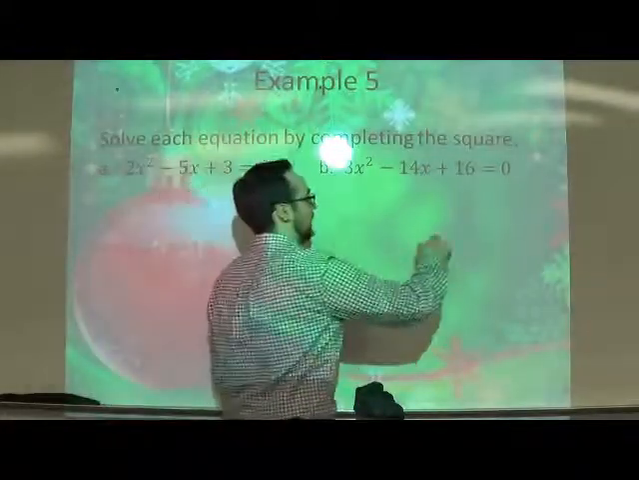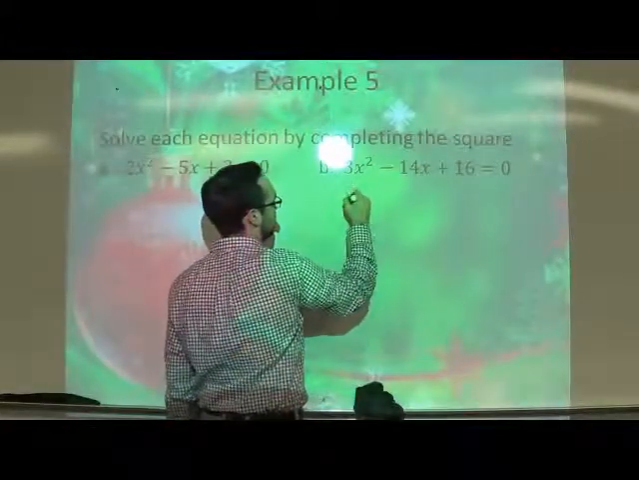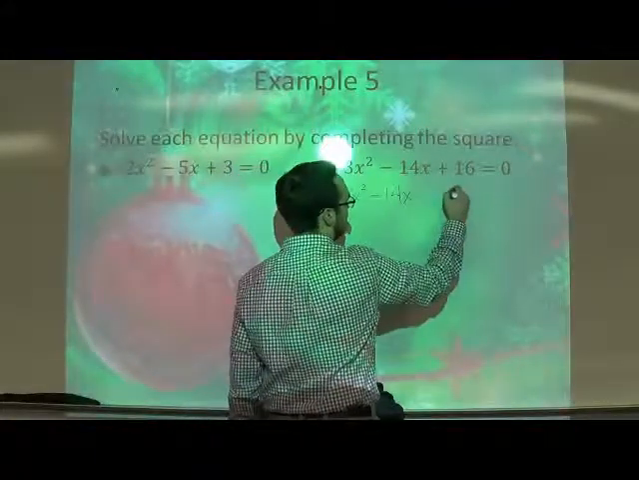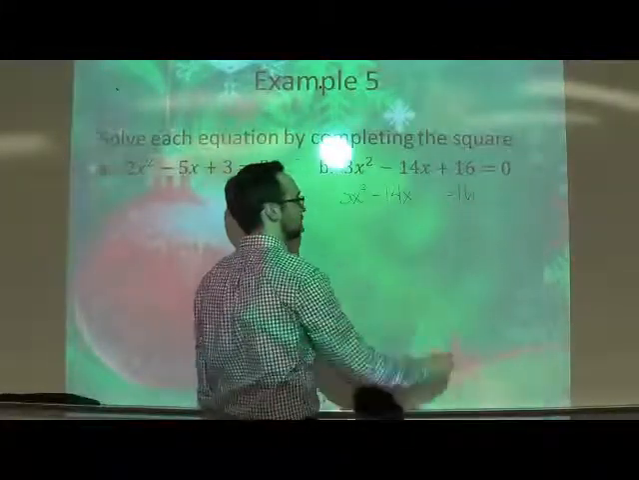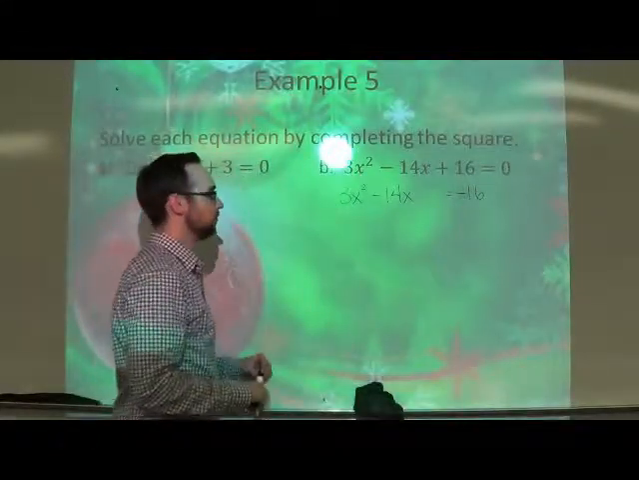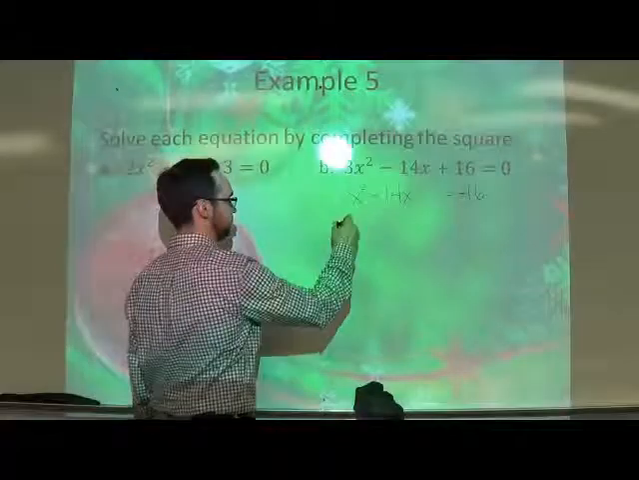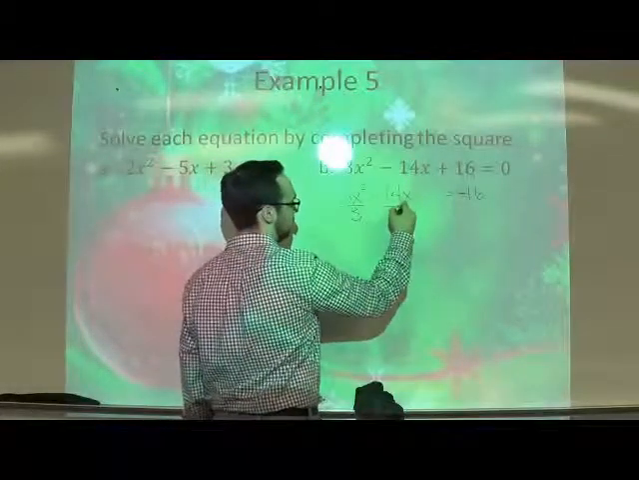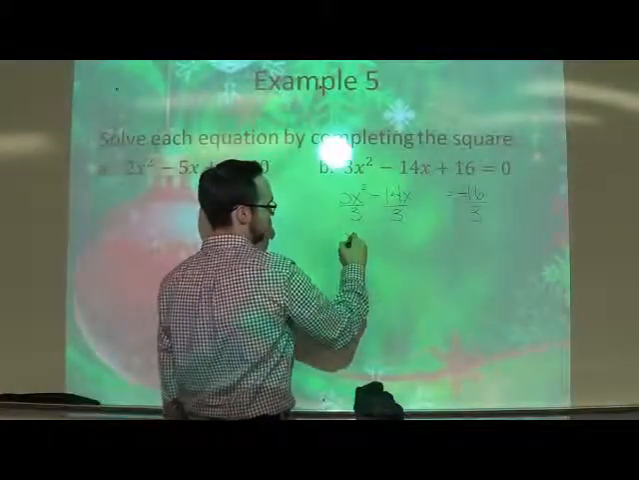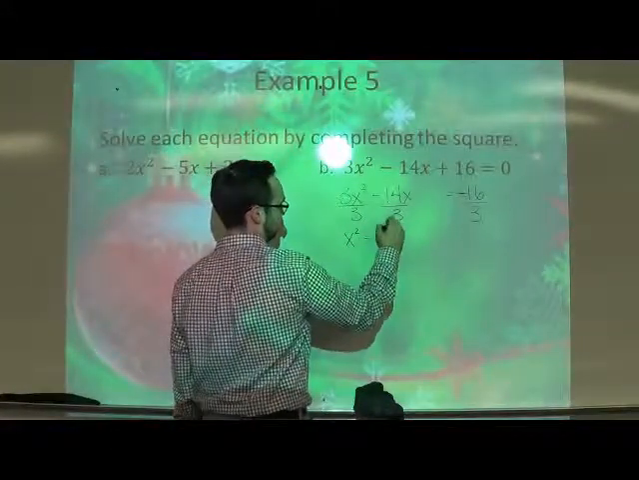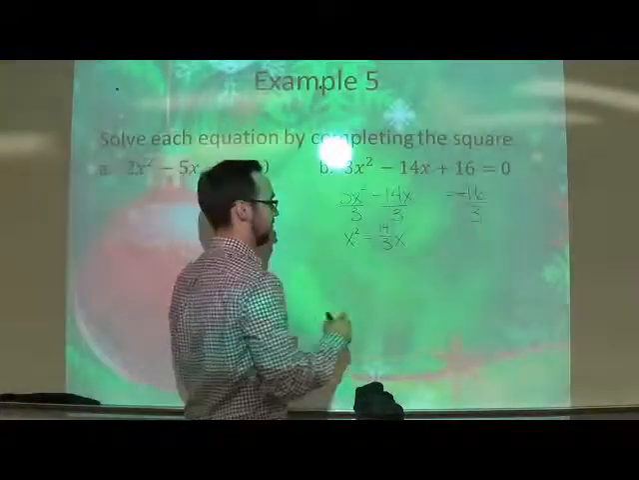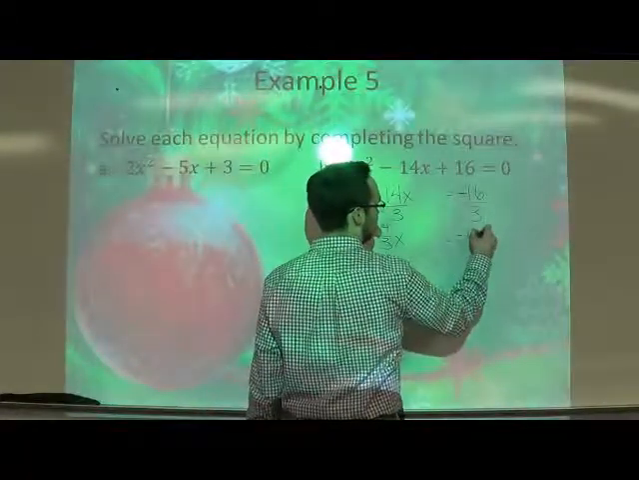Alright, so again, let's isolate that variable. So we have 3, or isolate the constant. Negative 16. Now I divide by 3, because I have to get that equal to 1. So we have x squared minus 14/3 x is equal to a negative 16/3.